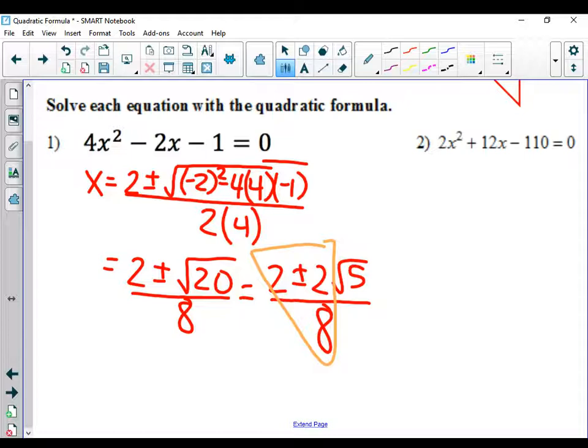So if I look at 2, 2, and 8, I can reduce this to 1 plus or minus the square root of 5 over 4. I can put the 1 there if I want to, I don't need it. Okay? They're all divisible by 2, so I just divide them all by 2.